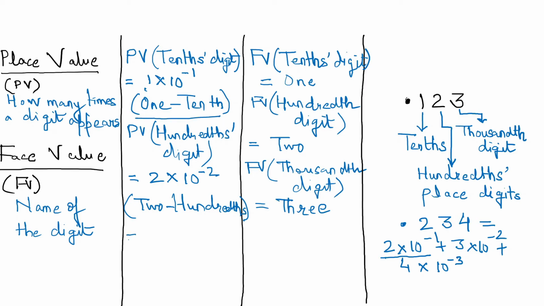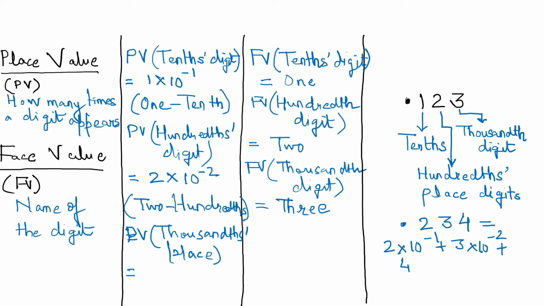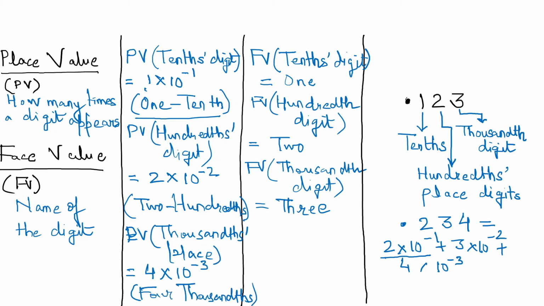So coming back, finally, when we talk about the place value in the thousands place, what is it? This is nothing but, what is the digit that we are using? 4 into 10 to the power minus 3. What is the number name that we are going to give this? We are going to say that this is 4/1000ths. And this is the classical format in which we will be writing this.